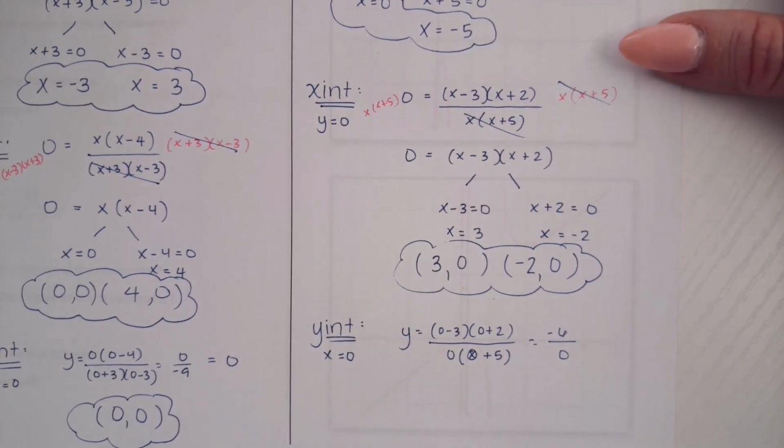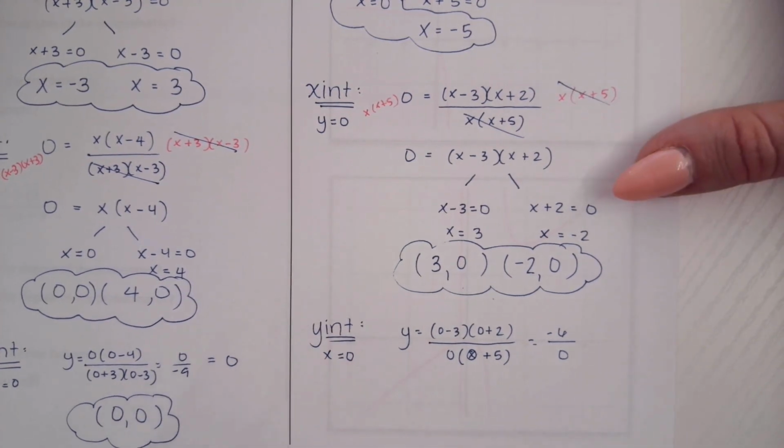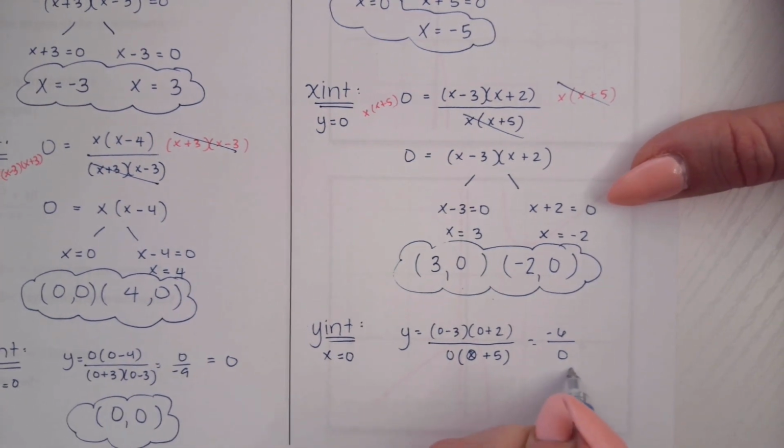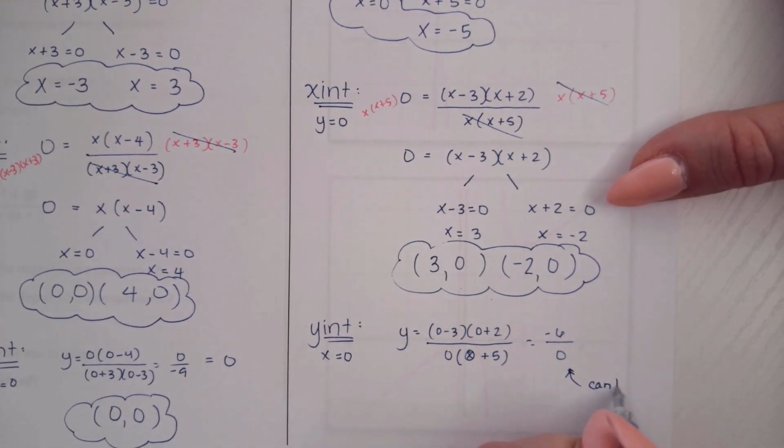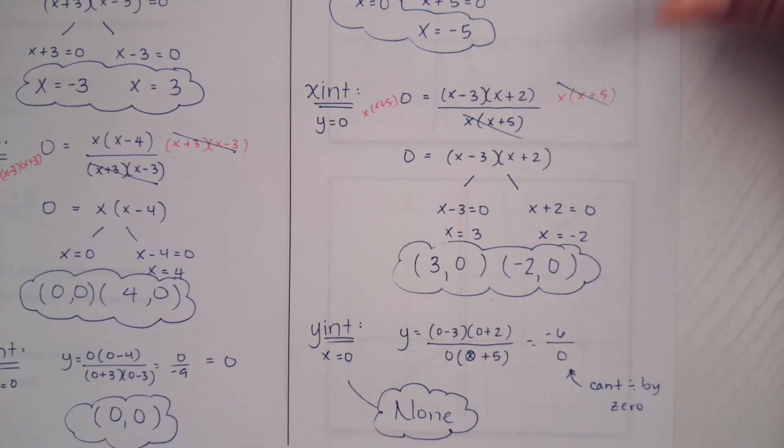It's not, there isn't one. You would just say there's not one. There's, no, not even no solution. You would just say there's not one. None. NA. Undefined. Can't divide by 0. So the y-intercept, none.